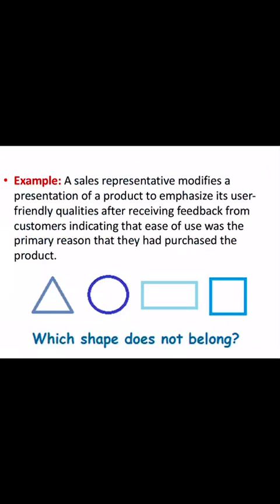here we have different shapes. We have a triangle, a circle, rectangle, and square. Okay? And there is a simple question. Which shape does not belong? I want you to think of all of these four shapes and look at them very carefully, and then tell me which shape does not belong. Yes, very good. It's the circle. Yes, very good.